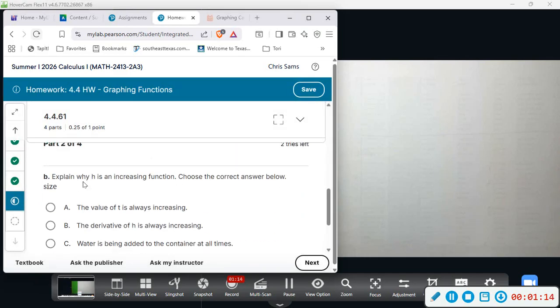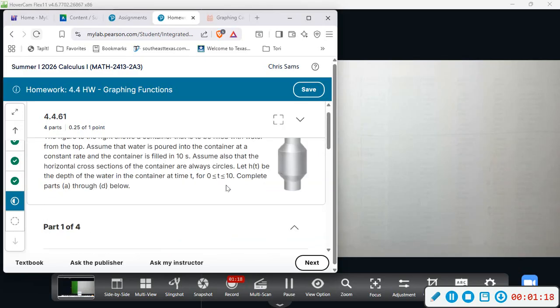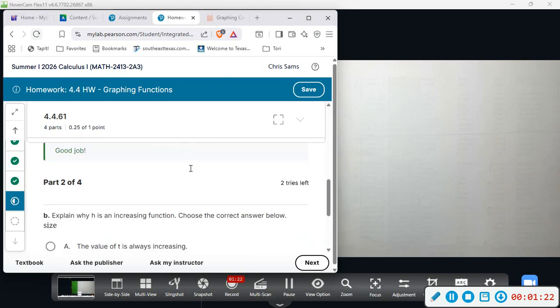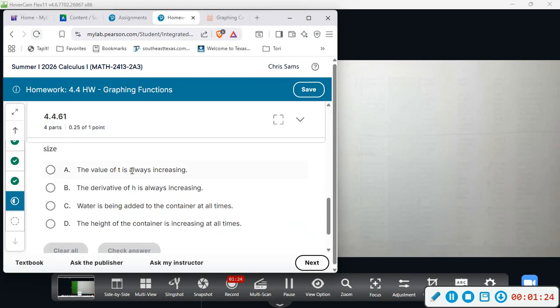This one wants us to explain why the function is increasing. As you're putting water in, the height will always be going up. So the value of T is increasing. That's always going to usually be the case as we're going left to right, the x-axis. We're really focused on the y. Because we're always reading the graph left to right, depends on what's happening, if it's going up or down, so not the T. The derivative, H is always increasing. We could tell.